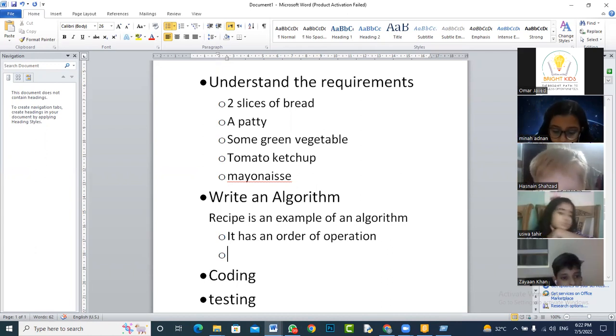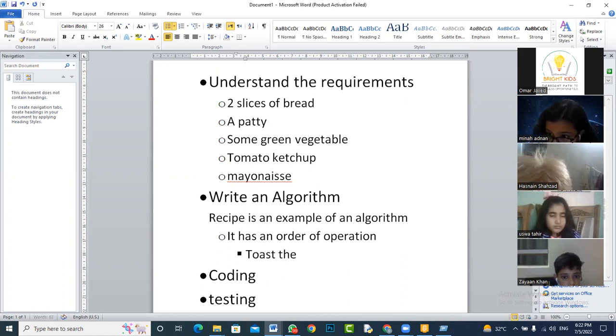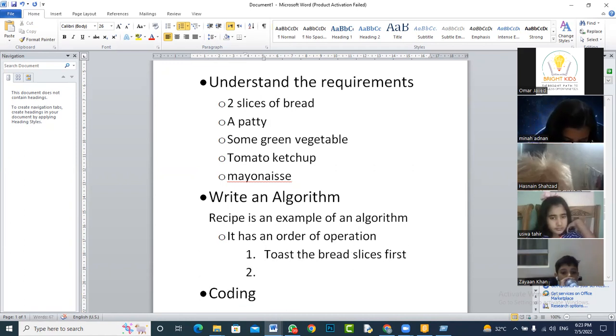An algorithm is basically like the recipe, but written in a certain sequence, which has a starting point and an ending point. So you are going to start with a certain point. Let's say, toast the bread slices first. So this algorithm can be in numbers instead of bullets. The algorithm is always in numbers. It has steps and it has a sequence.